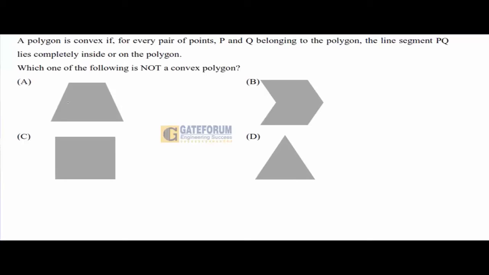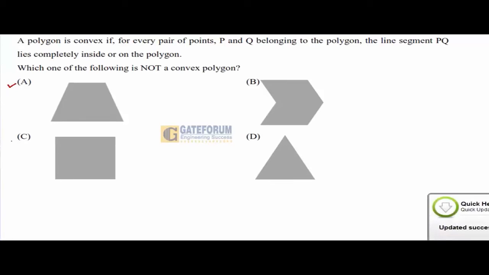See, the line segment PQ always lies inside the polygon. Any line, suppose this is P and this is Q, the line segment will always lie inside the polygon. Which of the following is not a convex polygon? This is a convex polygon. So this is a convex polygon.